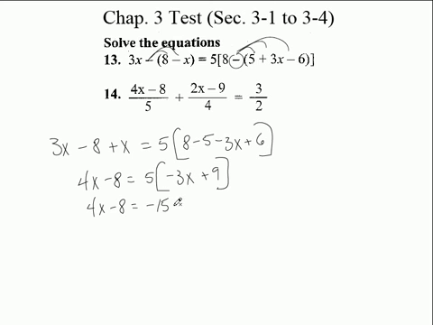So I'm going to get negative 15x plus 45. See, I just took the 5 through both of those. Now, we've simplified both sides. Now we want to get the x on the same side. It doesn't matter what side. I probably would prefer to put this on the left-hand side.